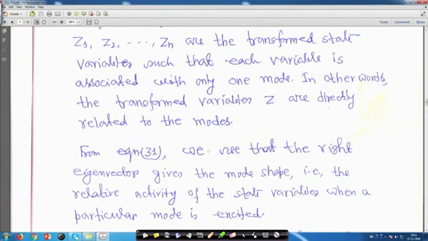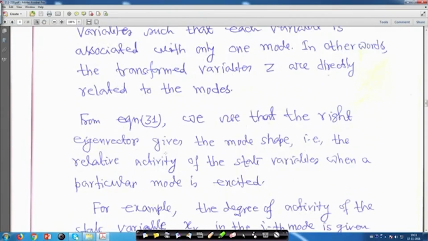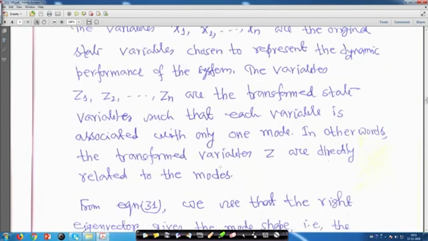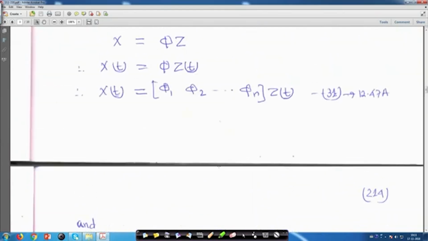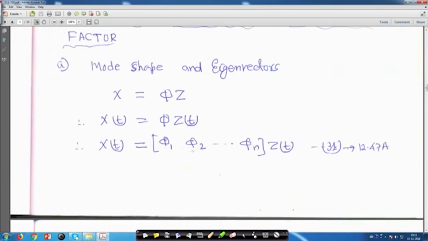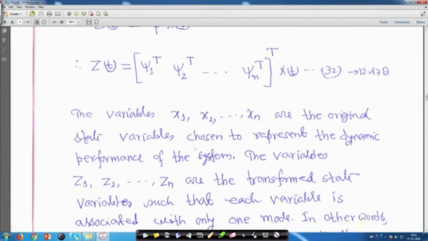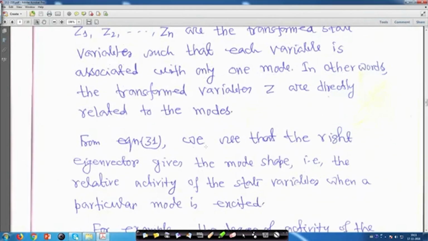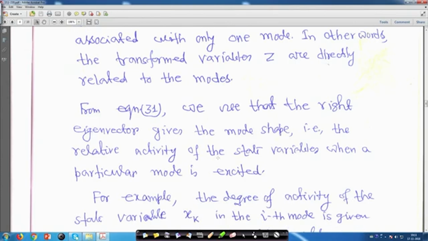From equation 31, we see that the right eigenvector gives the mode shape, that is the relative activity of the state variables. That is from equation 31, and phi is actually the right eigenvector. So, from equation 31 we see that the right eigenvector gives the mode shape, that is the relative activity of the state variables when a particular mode is excited.